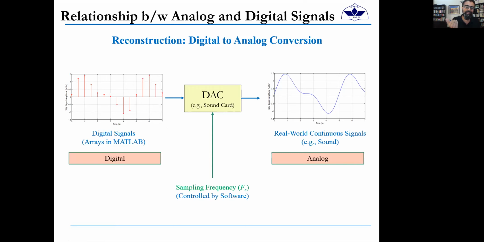And the way you hear that analog sound is that digital data passing through something called a digital to analog converter, which does some linear reconstruction or something more sophisticated than linear reconstruction, okay? And then converts it into an analog waveform which you can hear, right? And that sound card is once again governed by the sampling frequency, which is controlled by software. And we're going to see how we can use MATLAB for this.